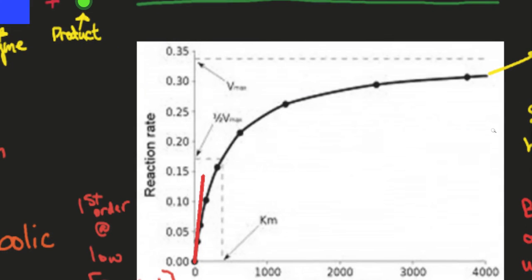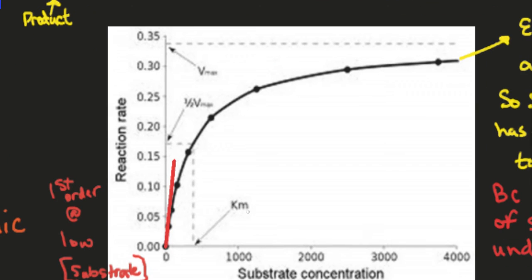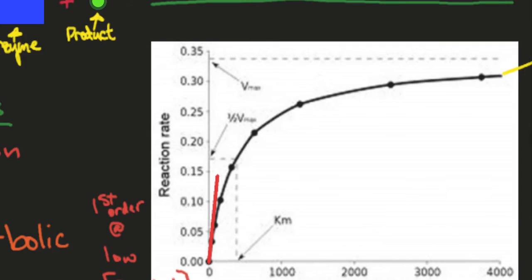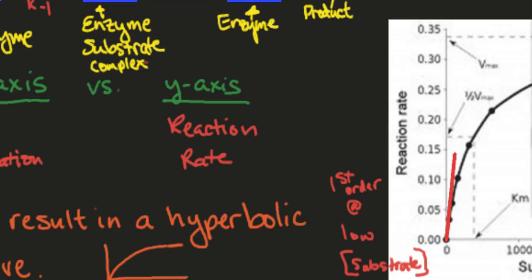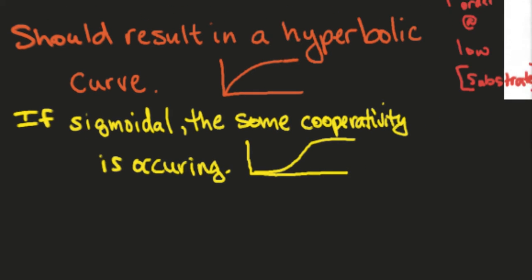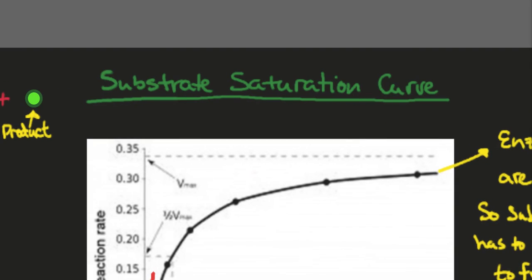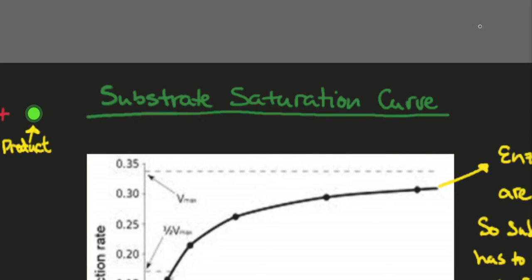All right. So I hope I've cleared up any confusion that you might have over the substrate saturation curve. We will talk about the significance of Km and half Vmax here on the Michaelis-Menten video. So for now, just know what this is. Know what the difference between hyperbolic and sigmoidal is, and go on to the Michaelis-Menten kinetics enzyme videos.